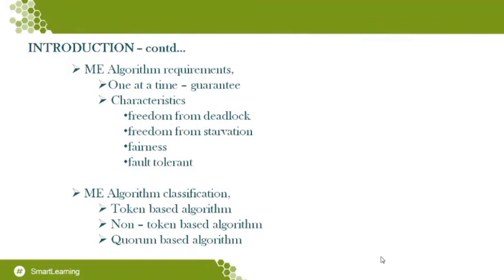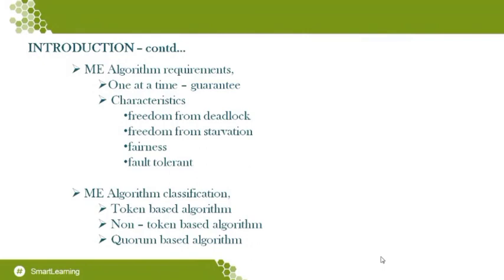Now, if we see the classification, we have three classifications here. Mutual exclusion algorithms are broadly classified into token based algorithms, non token based algorithms, and quorum based algorithms. Token based algorithms are those wherein you have a token, and this token is shared between all the sites involved. Whoever has possession of the token is able to enter the critical section. Such algorithms are classified under token based algorithms.